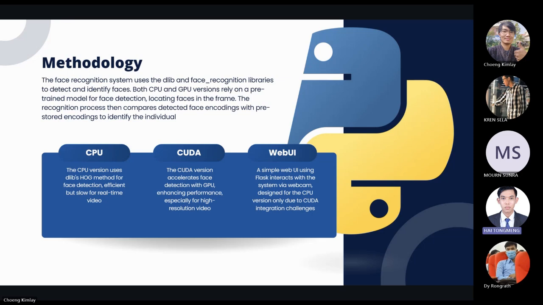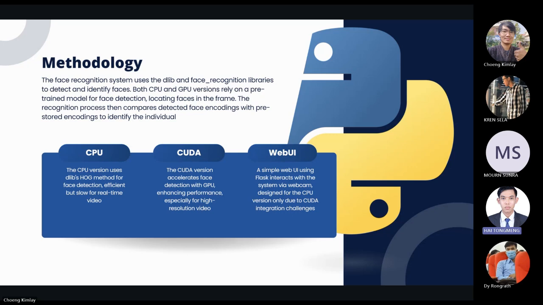Thank you, Ram. For the methodology, our system uses the dlib and face recognition library for face detection and identification, for both CPU and GPU versions, relying on a pre-trained model to locate the face and compare encodings for the identification. For the CPU version, we use dlib's HOG, histogram of oriented gradients, method. It is efficient, but it's slow for real-time video. And the second is a CUDA version. It uses the GPU to enhance the speed and performance, and is made for high resolution video.